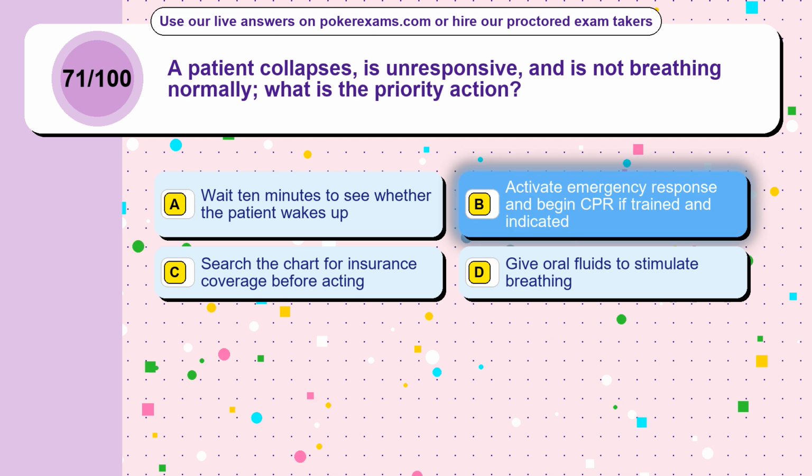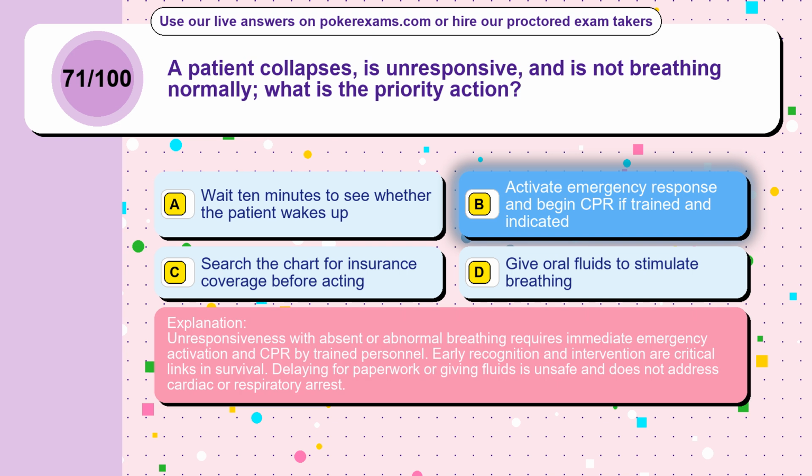The correct answer is option B. Activate emergency response and begin CPR if trained and indicated. Unresponsiveness with absent or abnormal breathing requires immediate emergency activation and CPR by trained personnel. Early recognition and intervention are critical links in survival. Delaying for paperwork or giving fluids is unsafe and does not address cardiac or respiratory arrest.